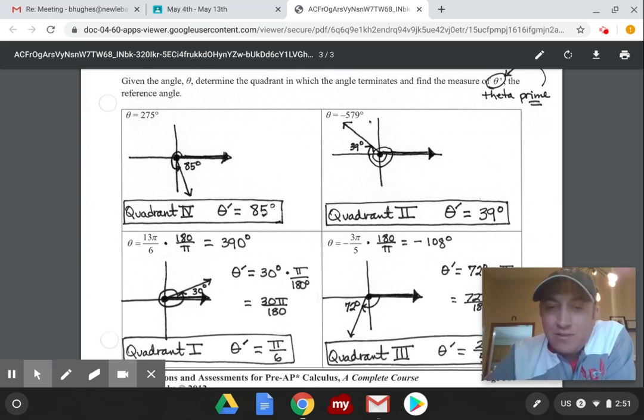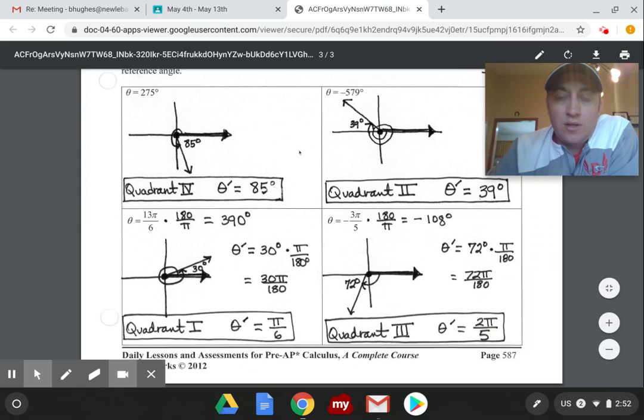Negative 579, I start here on the initial side. Since it's negative, I'm going to go in the opposite direction. So I go down 90, 180, 270, 360, 450, 540. So I'd have to go 39 degrees more to get to negative 579. So my reference angle from my terminal side straight back to the x-axis is 39 degrees. And that is in quadrant 2.